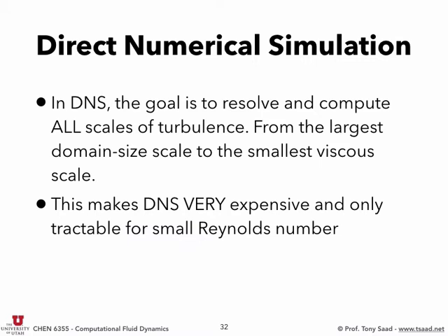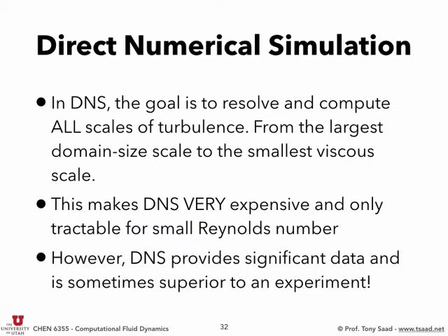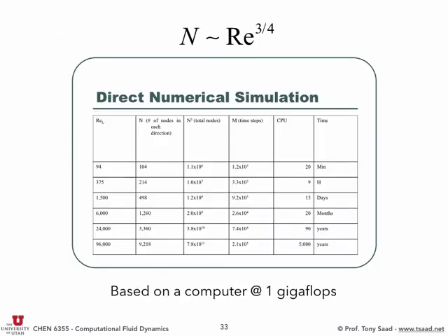So the number of grid points in one direction to fully resolve all scales is proportional to the Reynolds number to the power 3 over 4. So that's in 1D. In 3D, it's Reynolds number to the power 9 over 4. Okay, so I'll show you a table next. However, as I said, DNS is like an experiment. Okay. So this is what happens if you are trying to do a DNS simulation of a simple channel flow on a computer that does 1 gigaflops per second. Okay. So a gigaflop is 1024 megaflops.